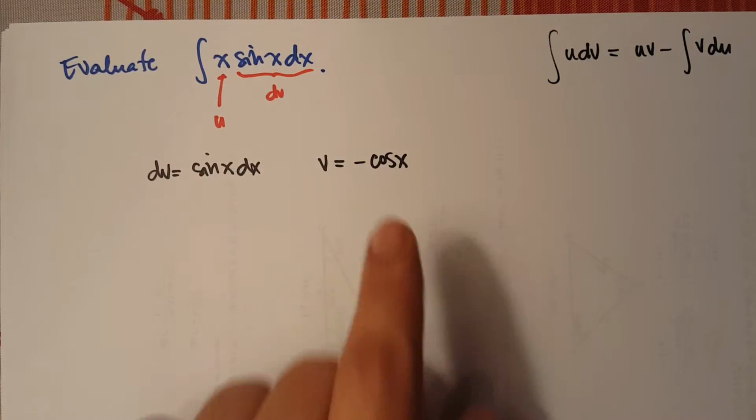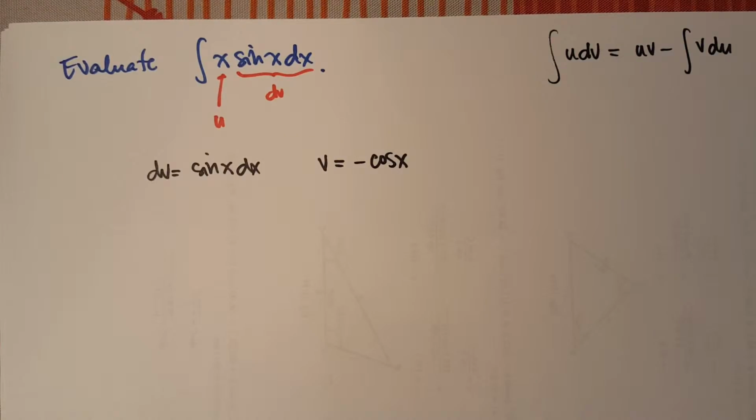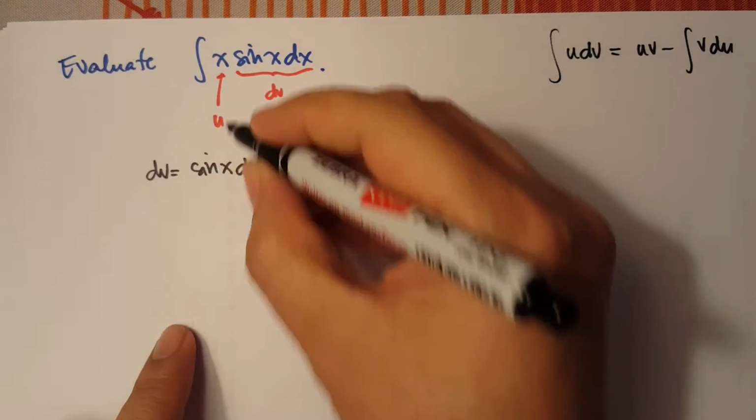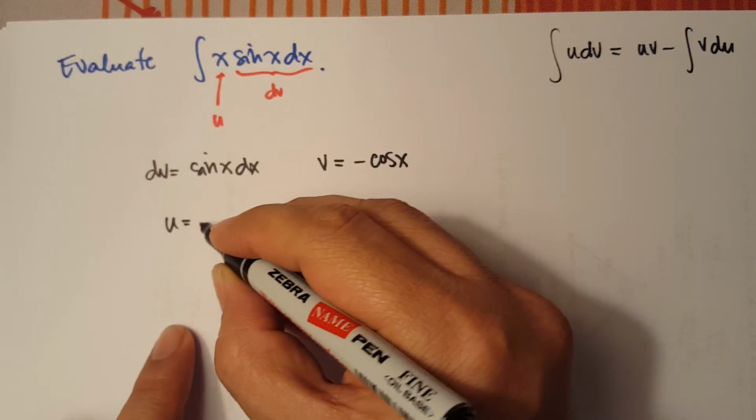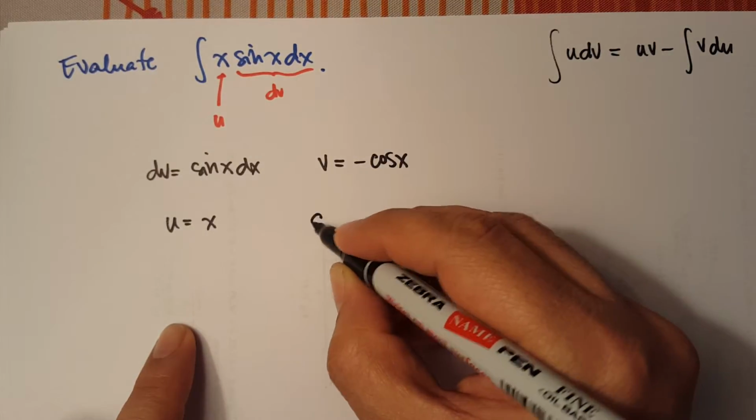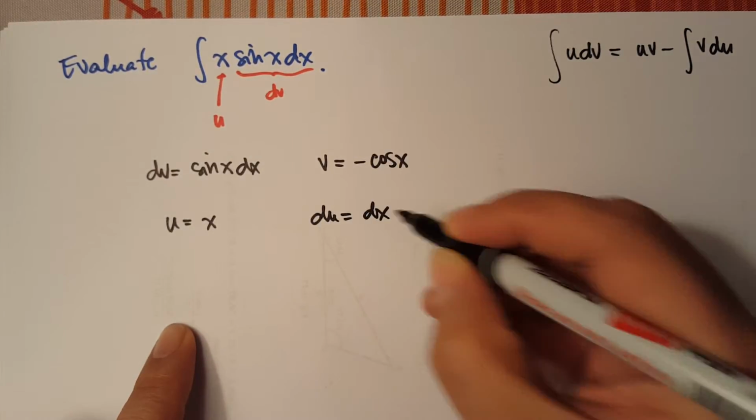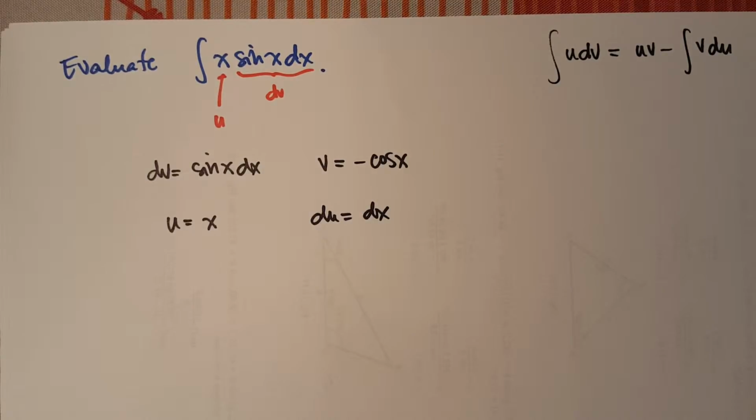So that's our v. Now what about the u part? The u is equal to x. So that means du is simply equal to dx. Now why do I like to write it this way? Well, it helps me find my answer eventually by simply following a pattern.